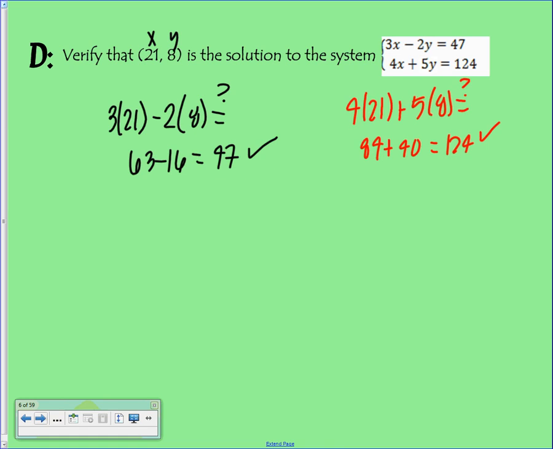Okay, so that's exactly what a solution means. It means that xy coordinate works in both equations, and that is the exact place where those lines are going to intersect. This is more of the algebraic proof of what we were just graphing.